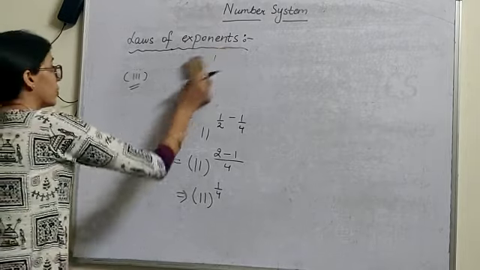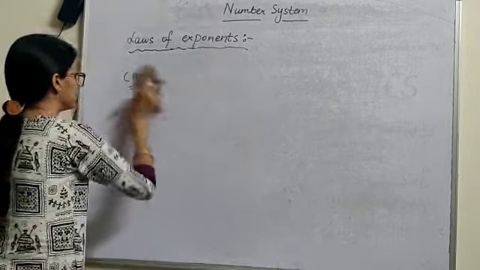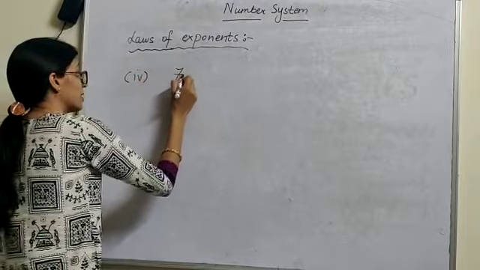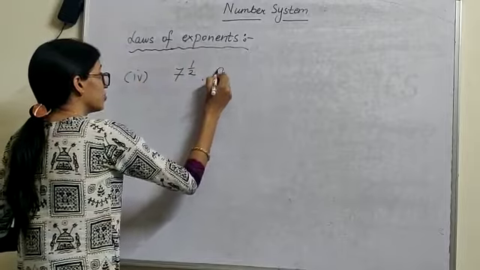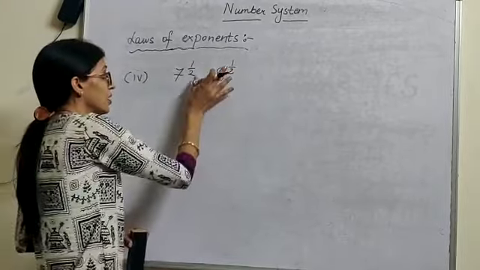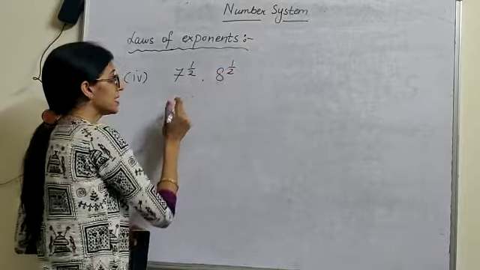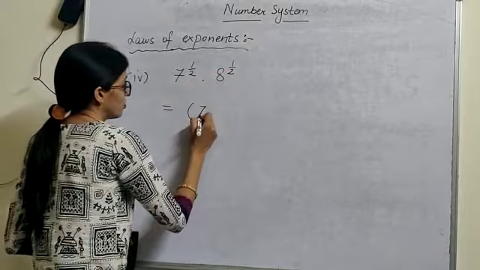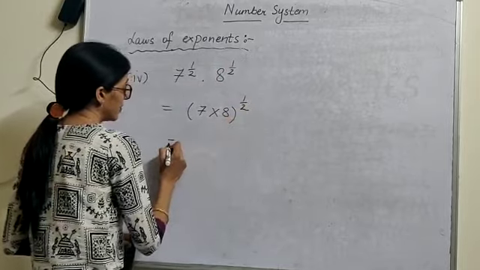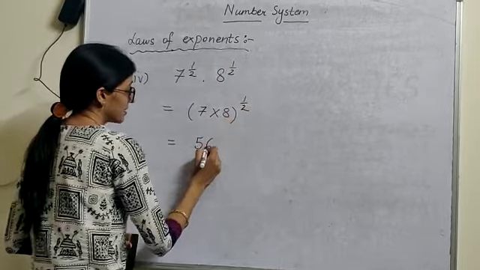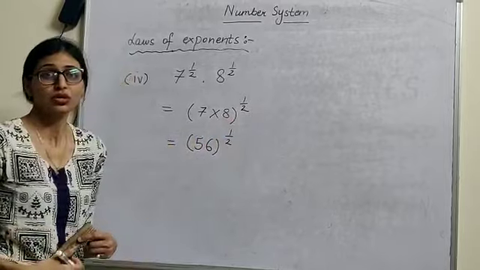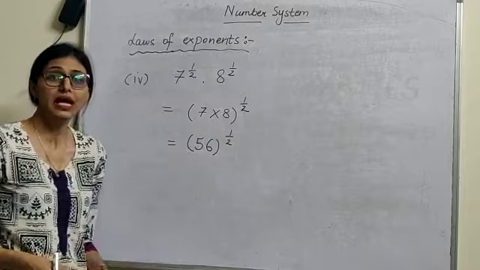7 raised to power 1/2 into 8 raised to power 1/2. We know when powers are same, bases multiply. So multiply both the bases and the power will be 1/2. 7 eights are 56, raised to power 1/2. So this is the result of the last question.